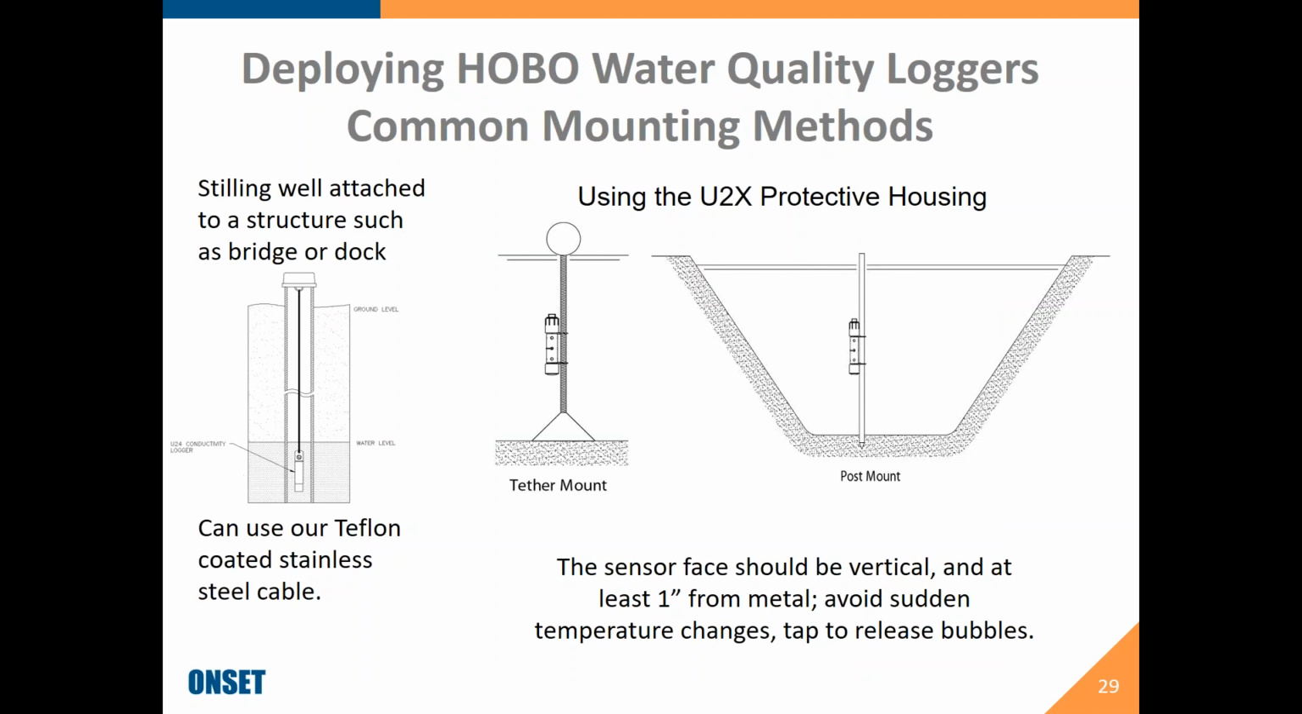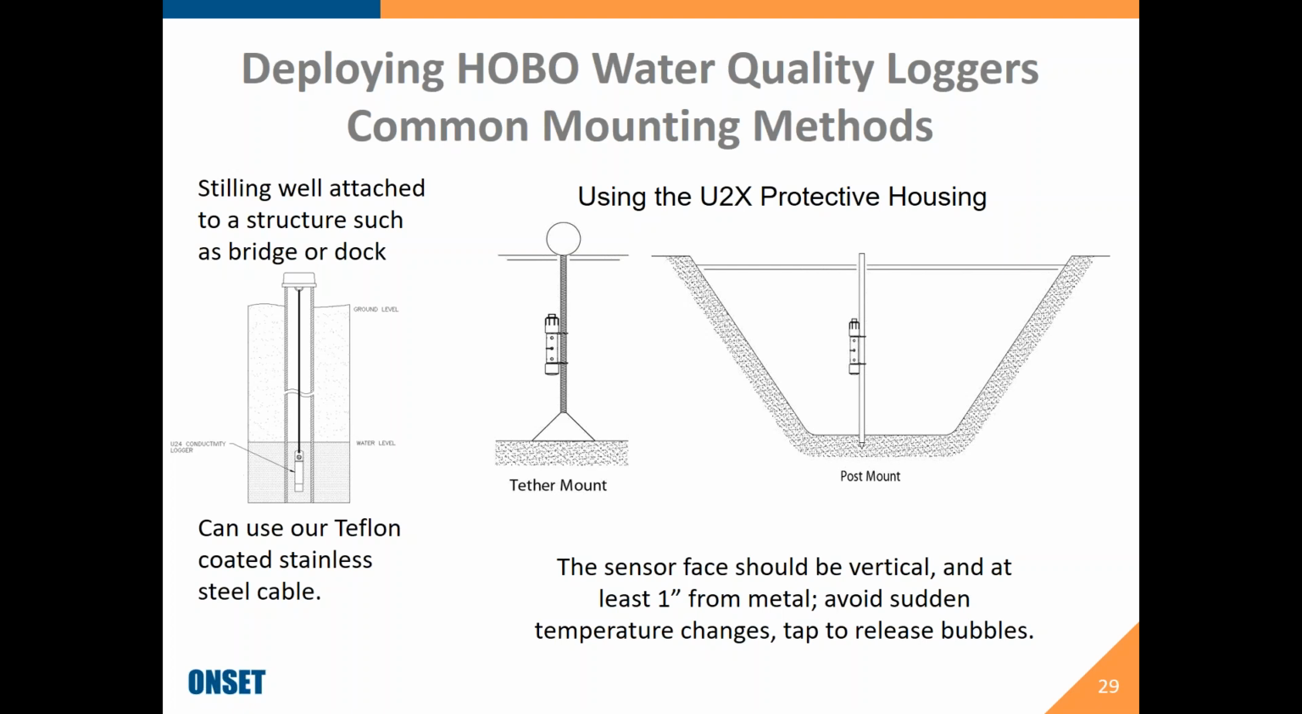So now that we've learned a little bit about our loggers, we'd like to talk about some common methods for deploying these. The first one you see on the right is a stilling well, and this is typically used when you're doing water level monitoring. Basically, you'd attach the sensor to a well cap, and then you'd hang down the sensor point to the water level with a Teflon coated stainless steel cable or something of that nature.